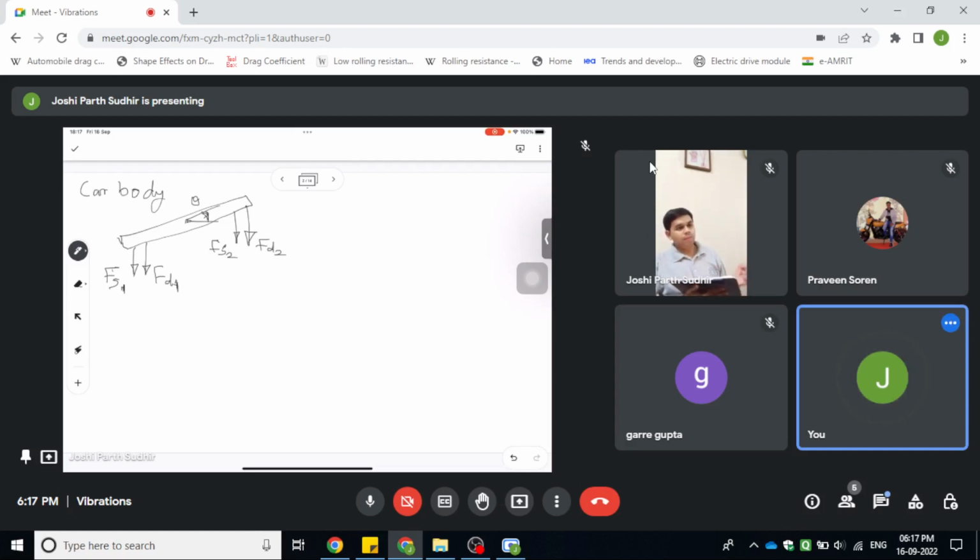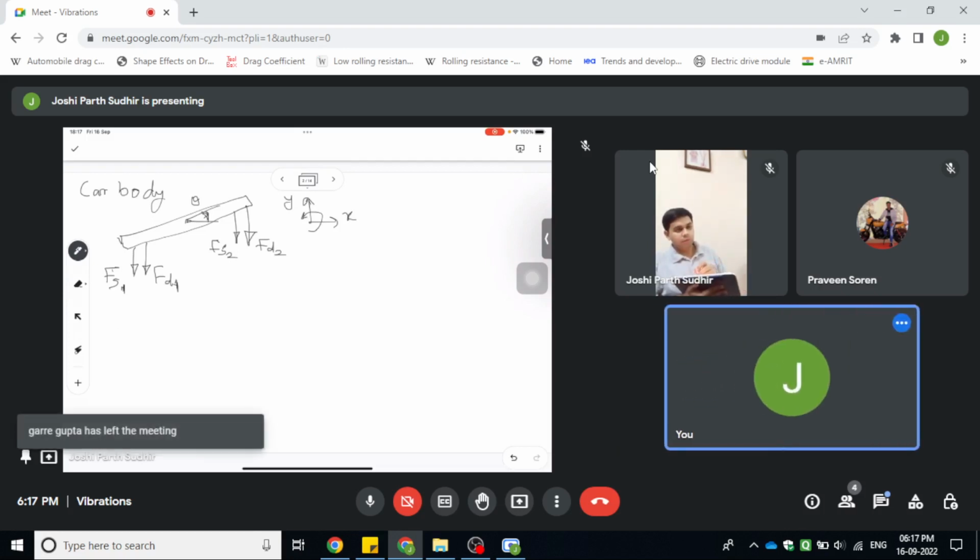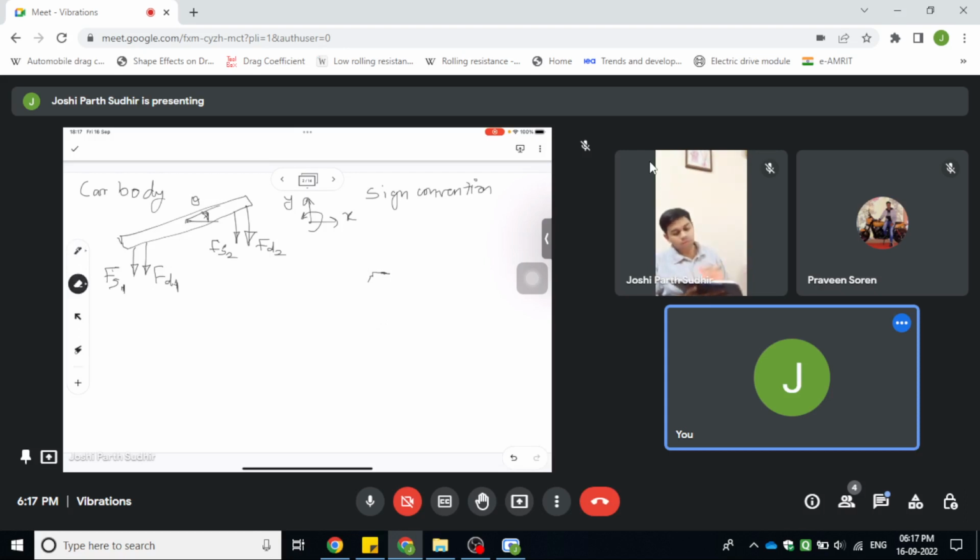And so we are assuming that the anti-clockwise direction is positive, so this is our sign convention, that anti-clockwise is positive.